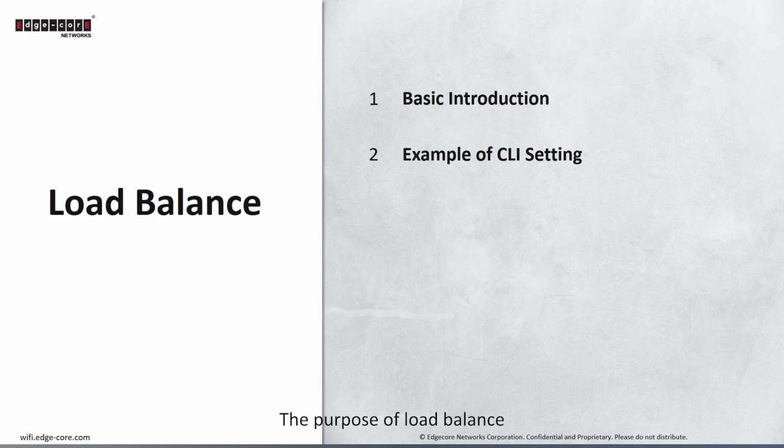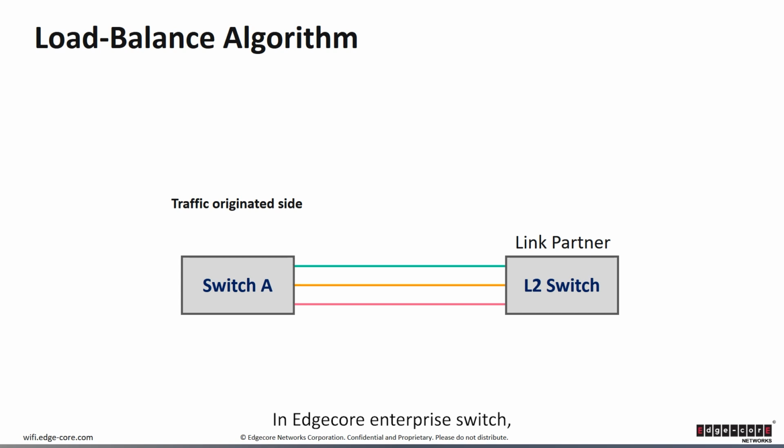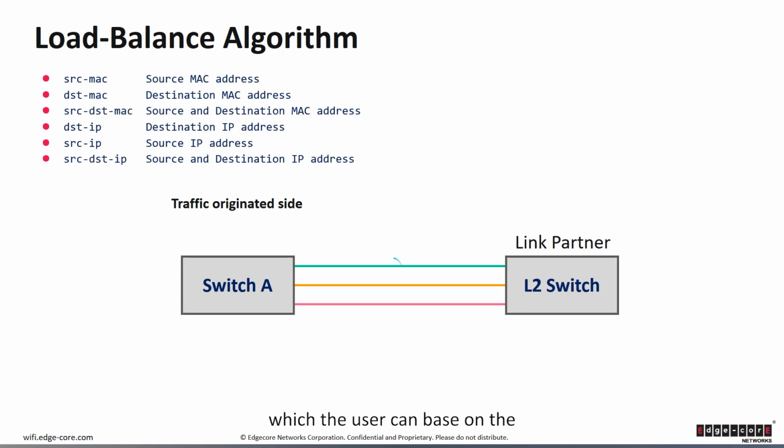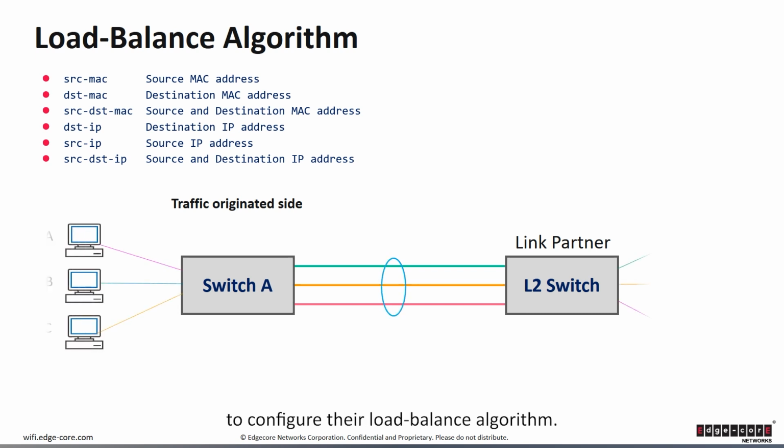The purpose of load balance is to use the available bandwidth efficiently and avoid congestion on any single link within the port channel. Edgecore Enterprise Switch provides several hashing mechanisms for different network environments. We'll show you how to configure them. In Edgecore Enterprise Switch, we provide 6 types of hashing methods, which the user can choose based on the network environment and application to configure their load balance algorithm.